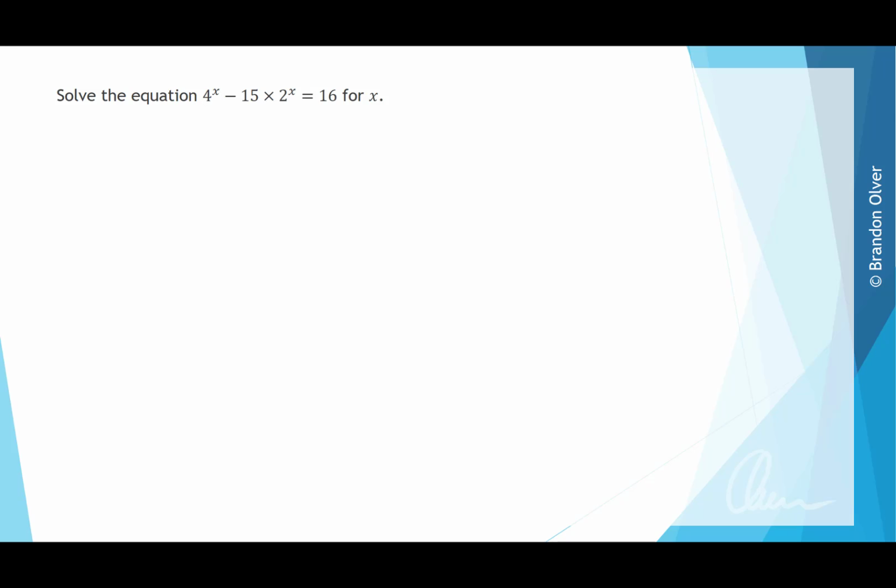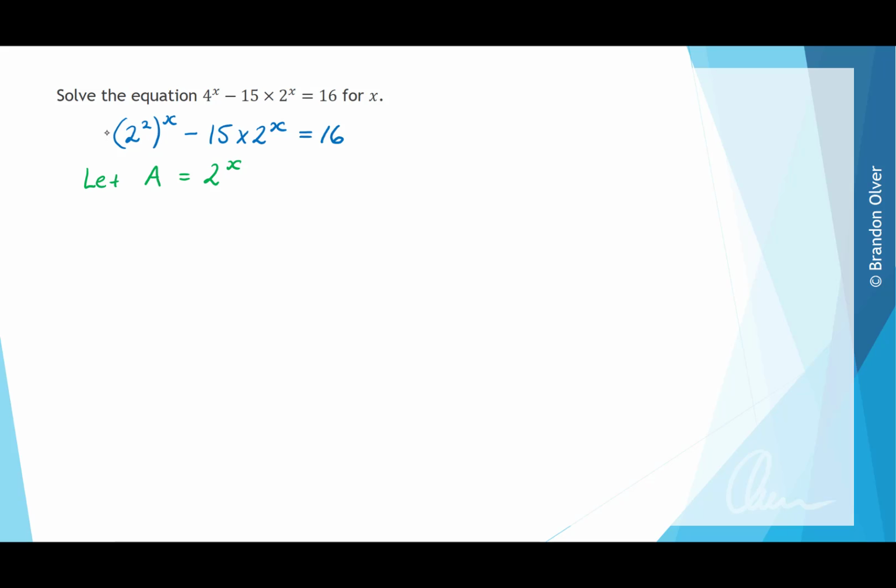So 4 to the power of x is the same as 2 squared to the power of x, and then we have minus 15 times 2 to the power of x is equal to 16. Now, this is starting to look a little bit like a quadratic hidden within an exponential. So to simplify things, we're going to let a equal 2 to the power of x.